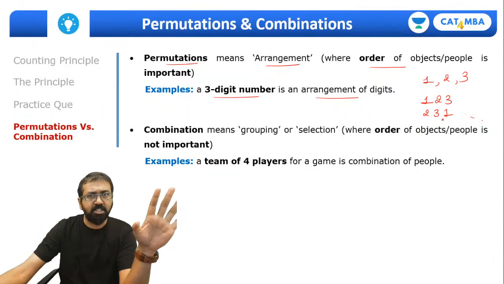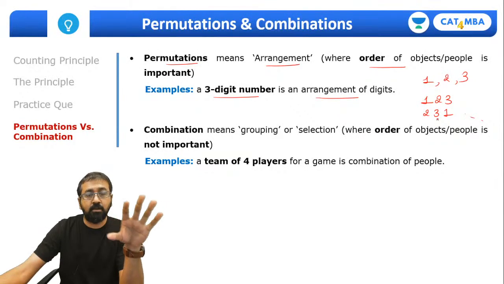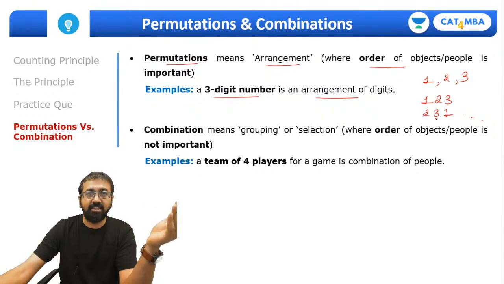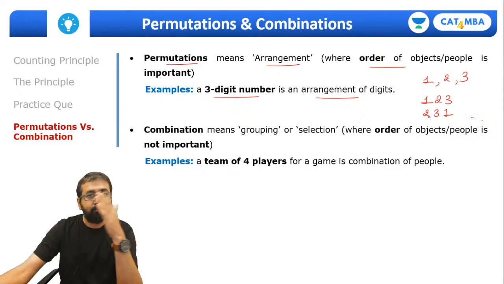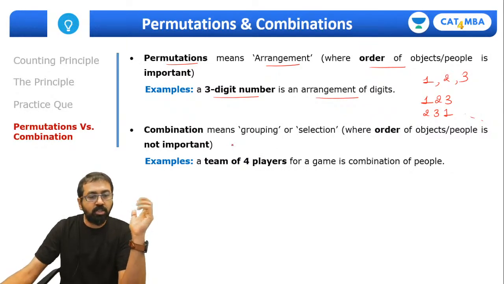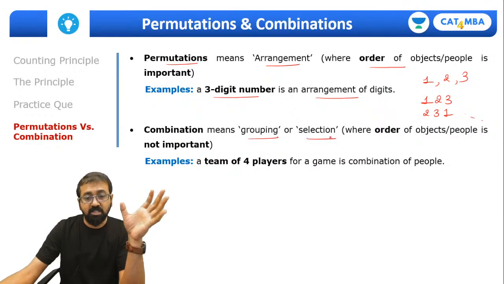So this is permutation. In fact, when you sit on chairs in a line, again that's nothing but an example of permutation, or you can say arrangement where order matters. So what is combination? So combination means grouping or selection where order doesn't matter, right?